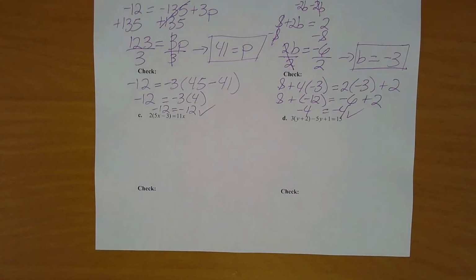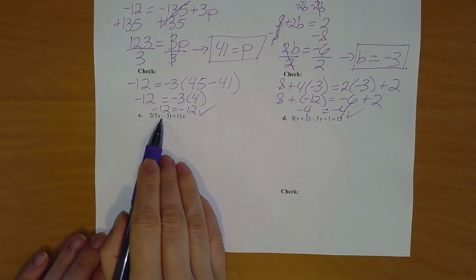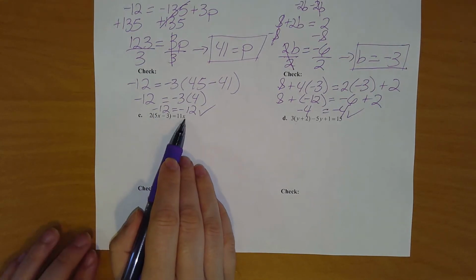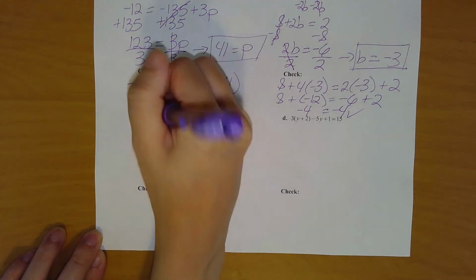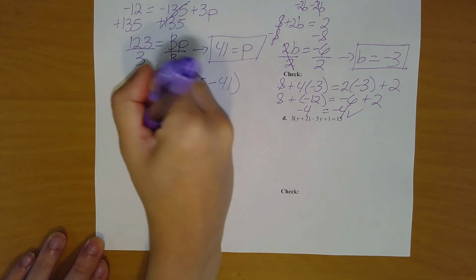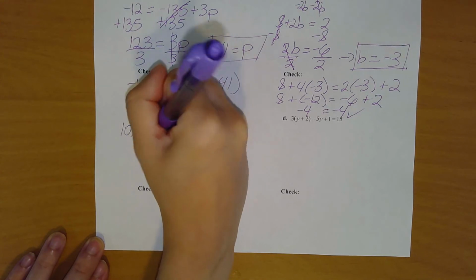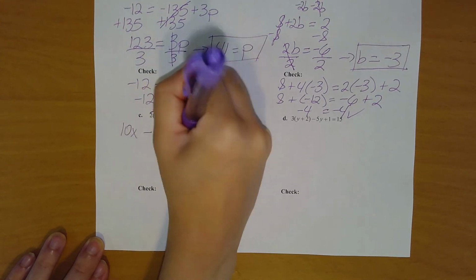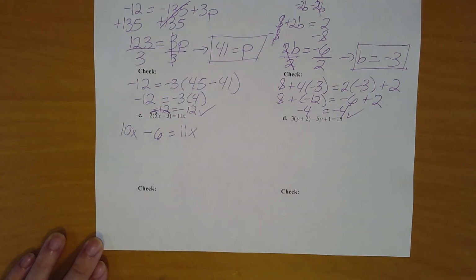In part C, I've got 2 times the quantity 5x minus 3 equals 11x. I'm going to distribute first. So I'll have 2 times 5x, which is 10x, minus 2 times 3, which is 6, and this equals 11x. Next thing is, let's get the x's together.